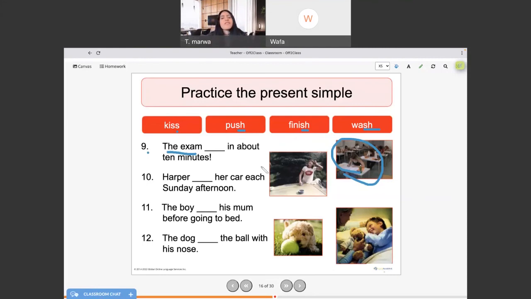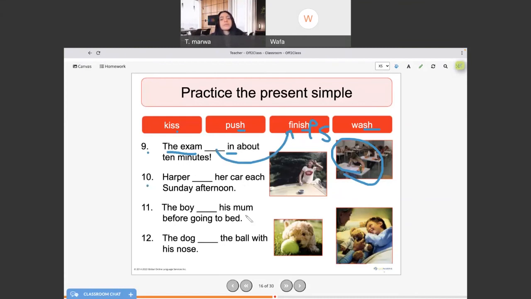Finishes. Bravo. Finishes. The exam finishes in about 10 minutes. By the way, when you see in about 10 minutes, it means after 10 minutes it ends. For example, our English class finishes in 10 minutes. In about 10 minutes, meaning after 10 minutes we finish. Or if you ask me when are you going to come, I tell you I'll be there in 10 minutes. Okay, so the exam finishes in about 10 minutes.